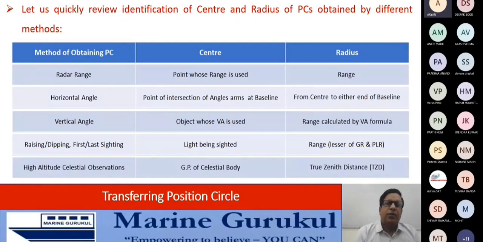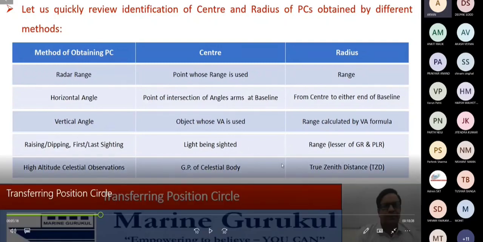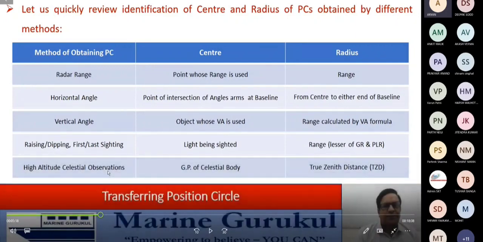High altitude celestial observations, in case they are applicable to your grade: the GP, or the geographical position of the celestial body, acts as the center, and the true zenith distance expressed in minutes is the radius of the position circle. Okay. Better now, these high altitude observations are not in our current syllabus. They will come when you go in phase 1.